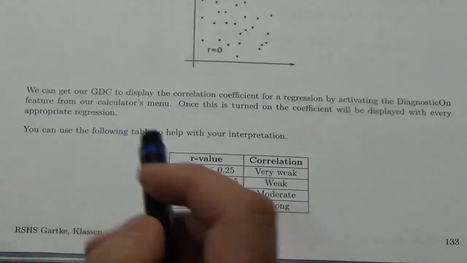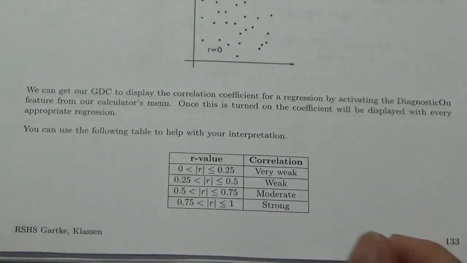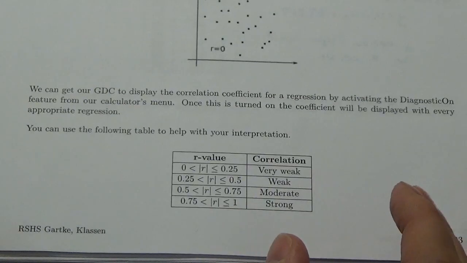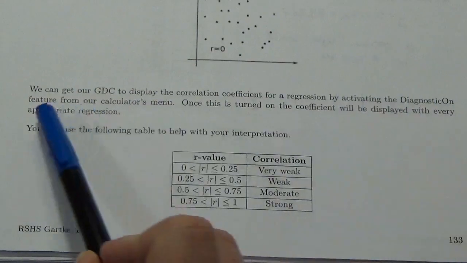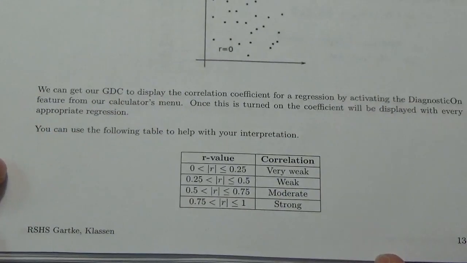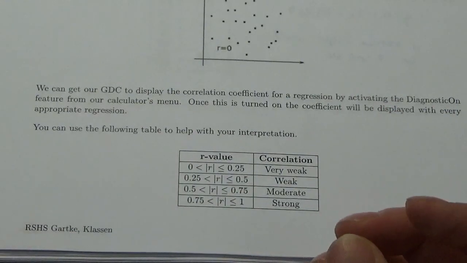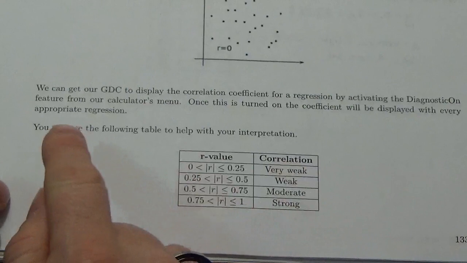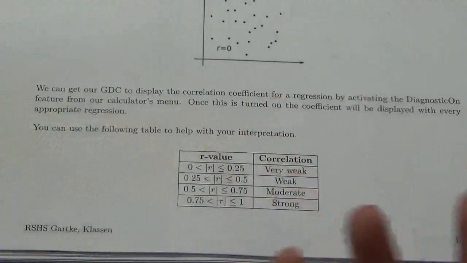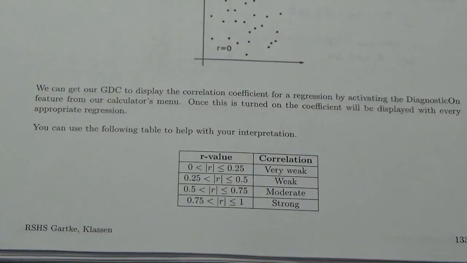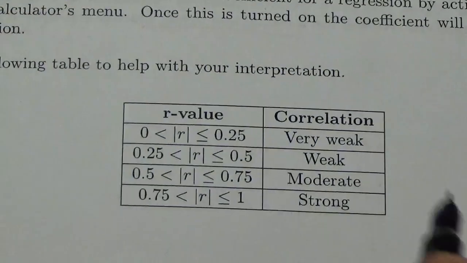Oops, back. So now we're going to get the graphic display calculator to give us the correlation coefficient, because it's got it in its little brain there to be able to do this for us. And so what we have to do is turn the diagnostic on feature from your calculator's menu. And I'll show you how to do that in just a moment here. And once it's turned on, it's going to display the Pearson correlation coefficient when you're doing the appropriate regression there.